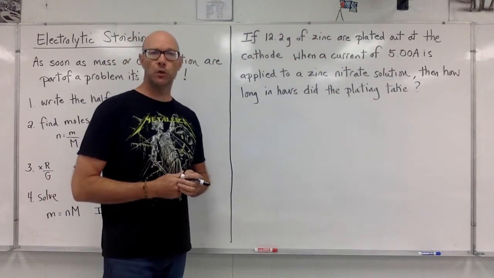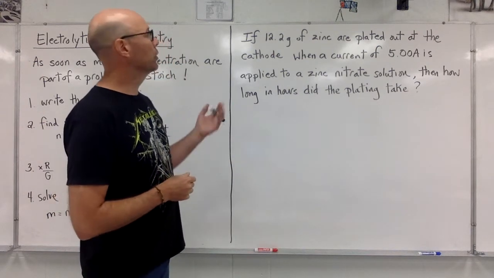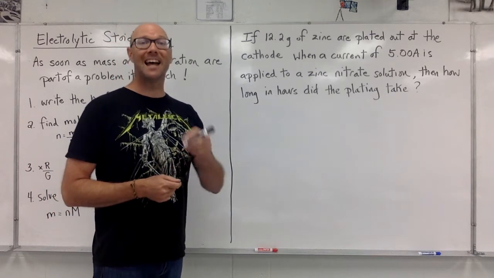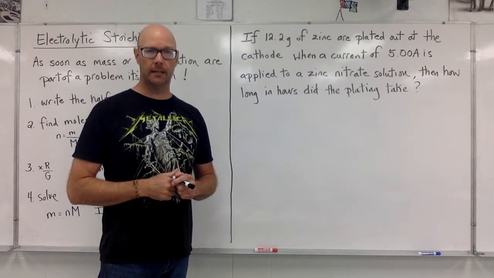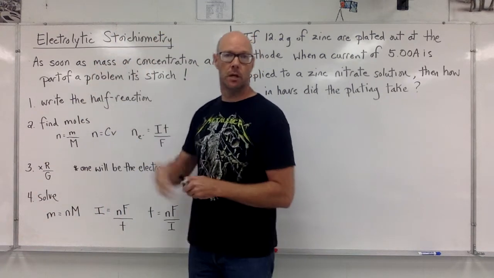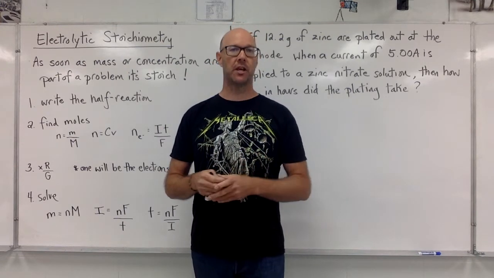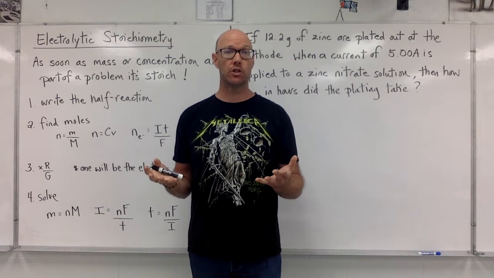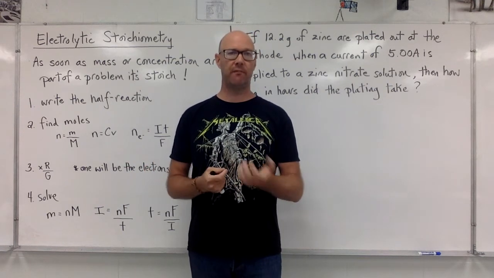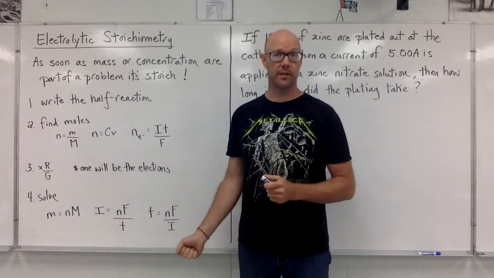If 12.2 grams of zinc are plated out at the cathode when a current of 5 amps is applied to a zinc nitrate solution, then how long in hours did the plating take? Let's look at that. As soon as you see mass, if we're given the mass or asked for the mass, if there's something about mass in the question, it's stoichiometry. It's not just a one-step Faraday's law question at that point. We're going through this whole process.